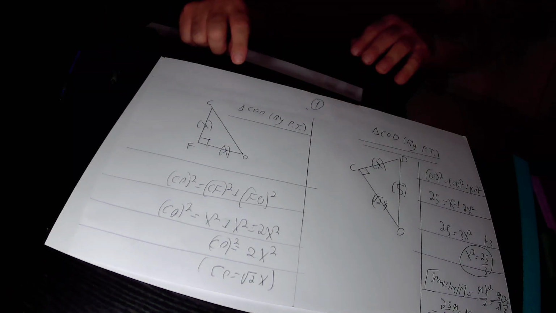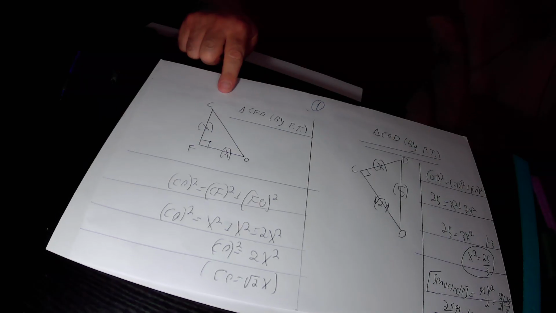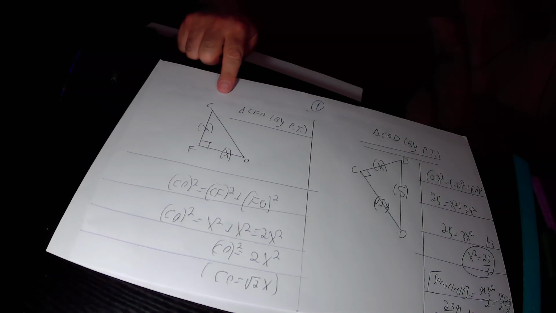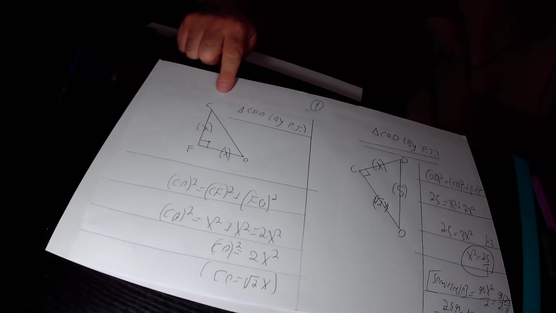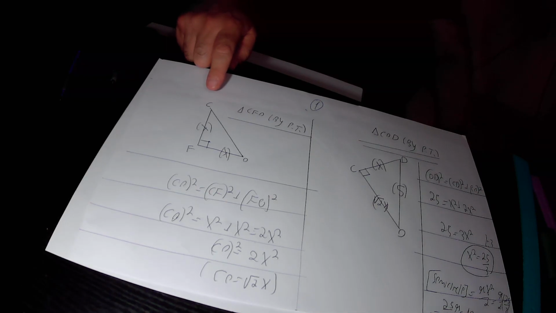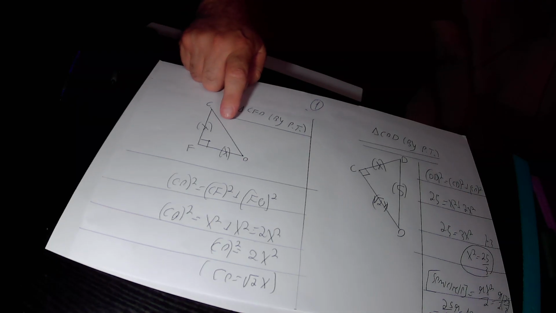So actually, this is the right triangle CFO that I covered from the original drawing. According to the Pythagoras theorem, in this right triangle CFO, CO square equals CF square plus FO square. CO is the missing side, so we leave it as it is, and it equals CF square. CF is x, therefore CF square is x square, plus FO square. FO is x, therefore FO square is x square.